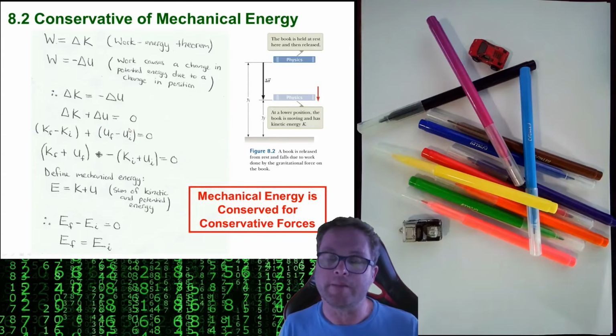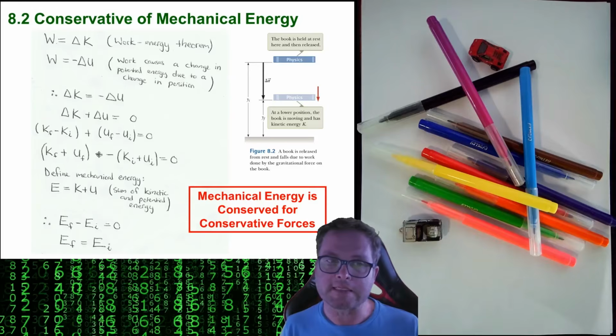Now we need to remember that whenever we have a delta, it's referring to a change. So if we have a change in kinetic energy, we can rewrite that as the final kinetic energy minus the initial. We do that similarly for the potential energy. We write that as final minus initial.